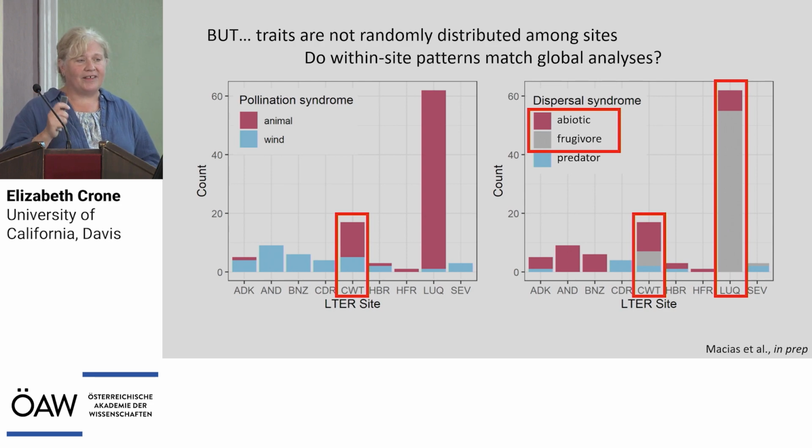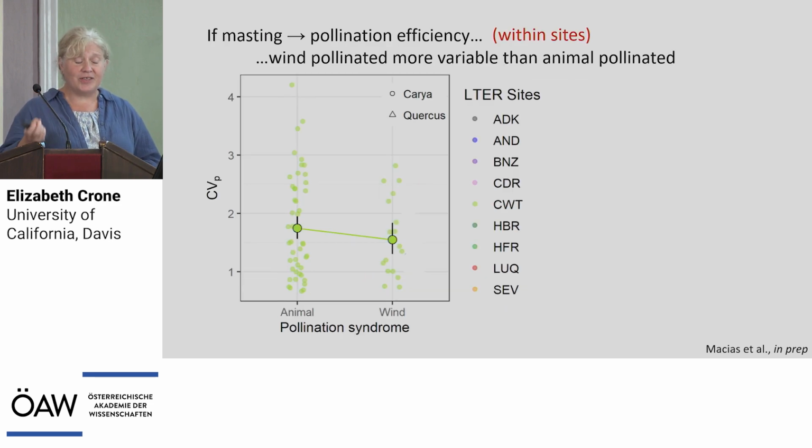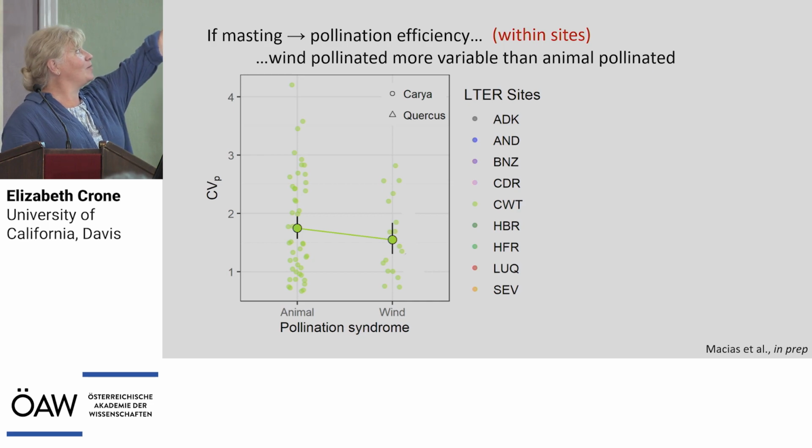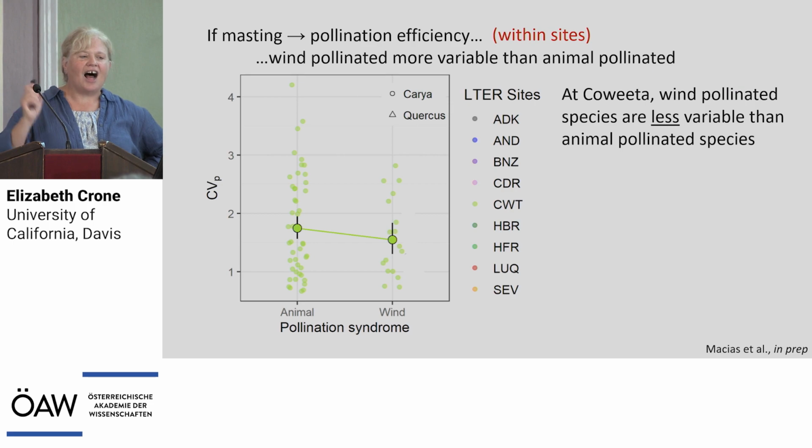So first we'll start with pollination syndrome. The only site we could do this at is Luquillo in South Carolina. And here's a graph with pollination syndrome, all the different populations and their means. And what you can see is the opposite prediction from the global pattern.